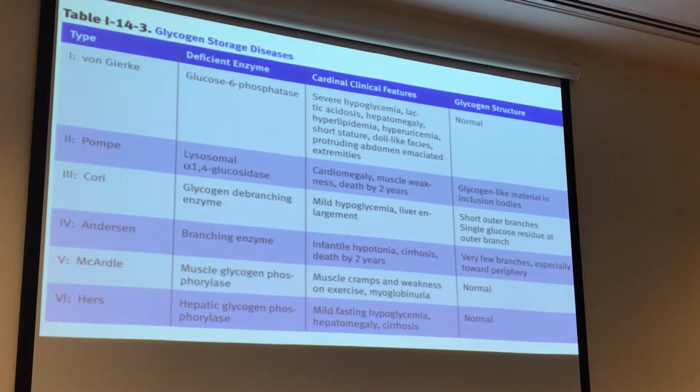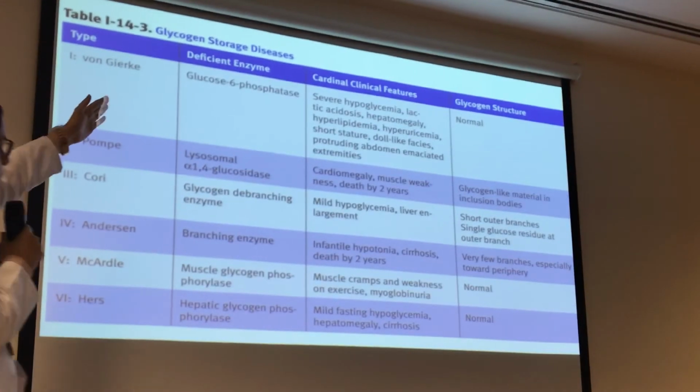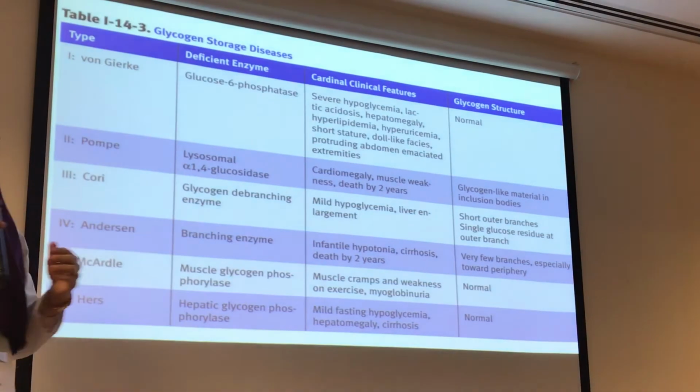Okay, so we call them glycogen storage diseases, and they are caused by deficiencies of enzymes which are needed in the glycogen synthesis or degradation. So we have all these, how many? 3, 4, 5, 6 diseases. Okay, and these are the names of the deficient enzymes.